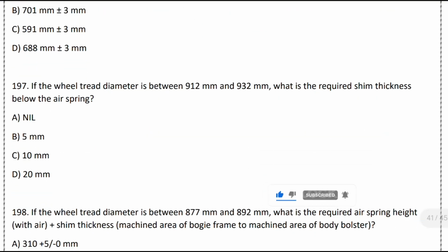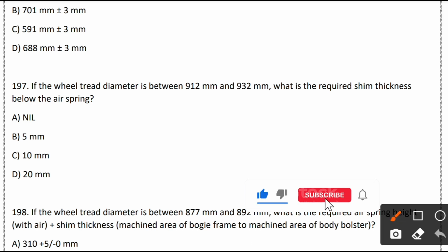197. If the wheel tread diameter is between 912 mm and 932 mm, what is the required shim thickness below the air spring? A. Nil. B. 5 mm. C. 10 mm. D. 20 mm. The correct answer is C. 10 mm.